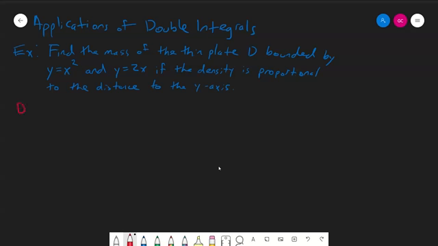So I like to start by just dashing in the axes here and then drawing the curves. So y equals x squared, y equals 2x. Oops, let's try that a little bit better. So we're looking at this region right here. Let's get rid of those straight lines down here a little bit.